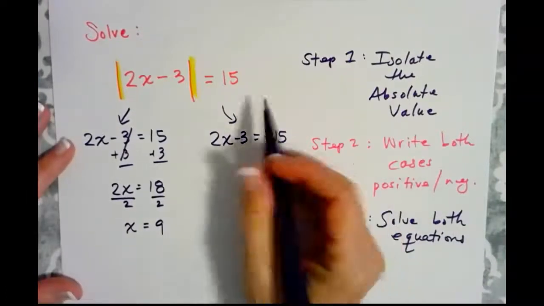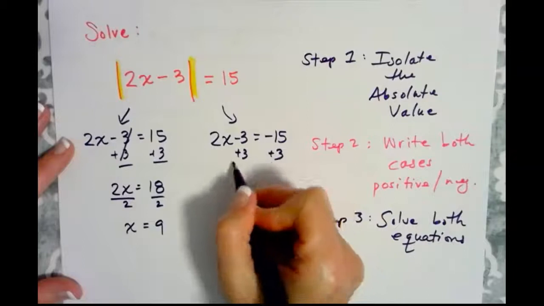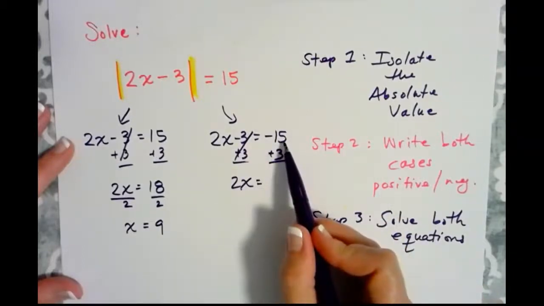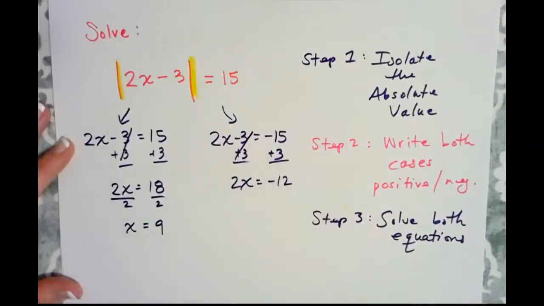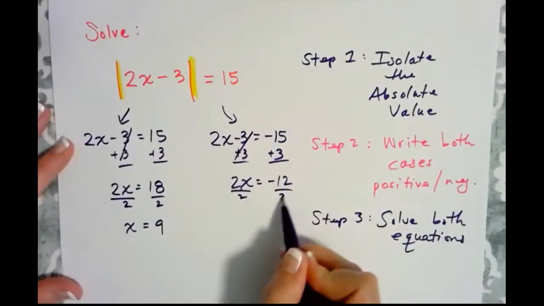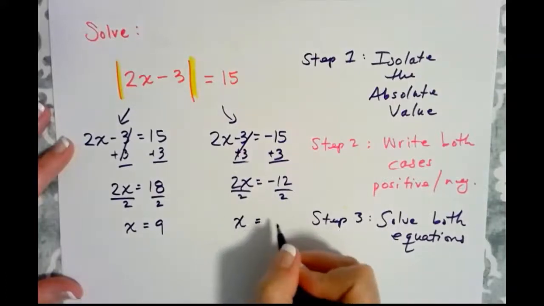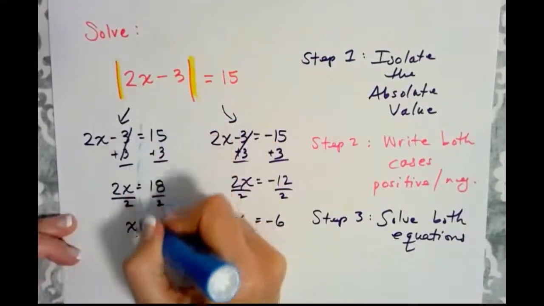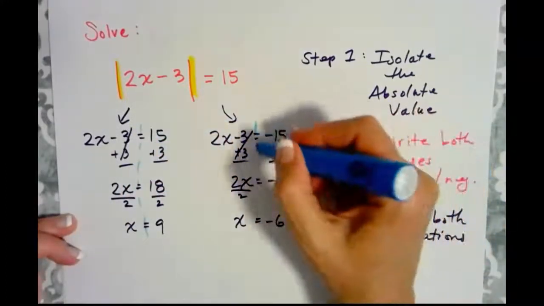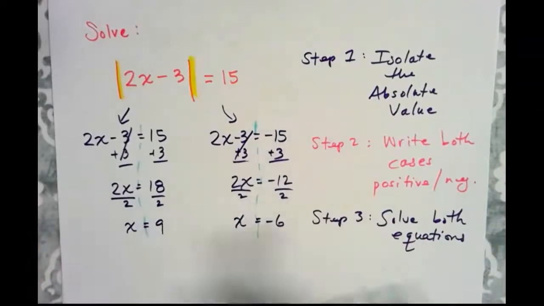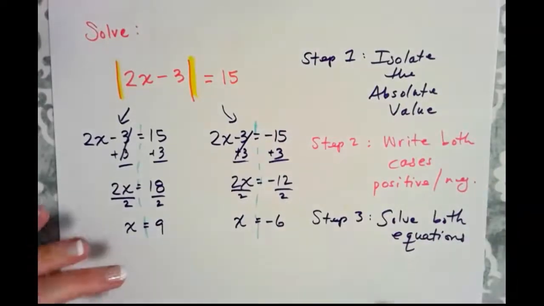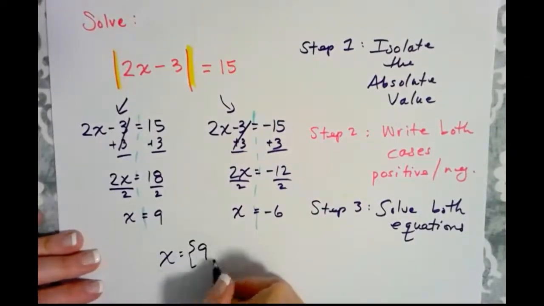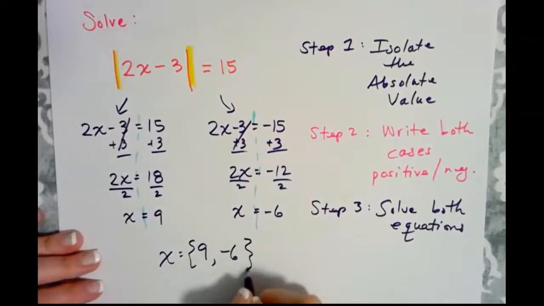So, solving the second equation. Plus 3, plus 3. 2x equals negative 15 plus 3 is negative 12. Divide by 2, divide by 2. X equals negative 6. Notice that I'm still doing everything I can, trying to keep my equal signs lined up. I'm working down the page. We always do that when we're solving equations. So I have two answers here, positive 9, negative 6.